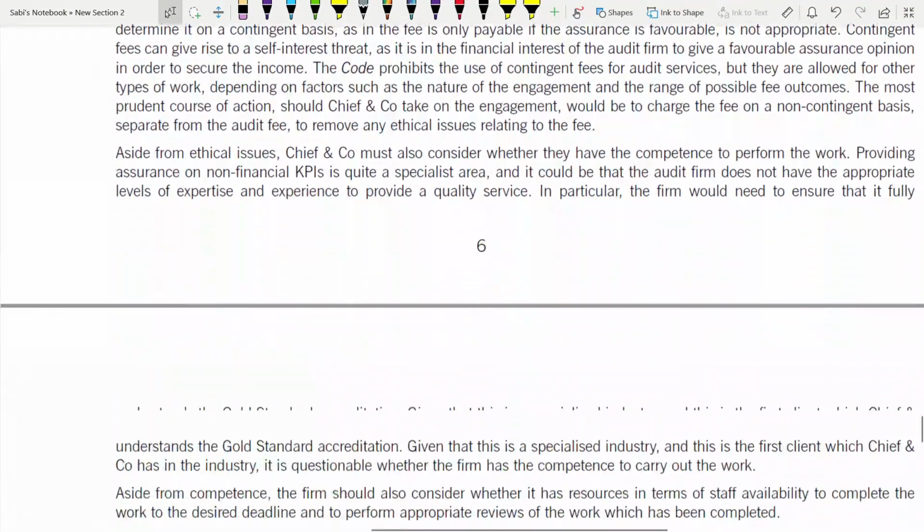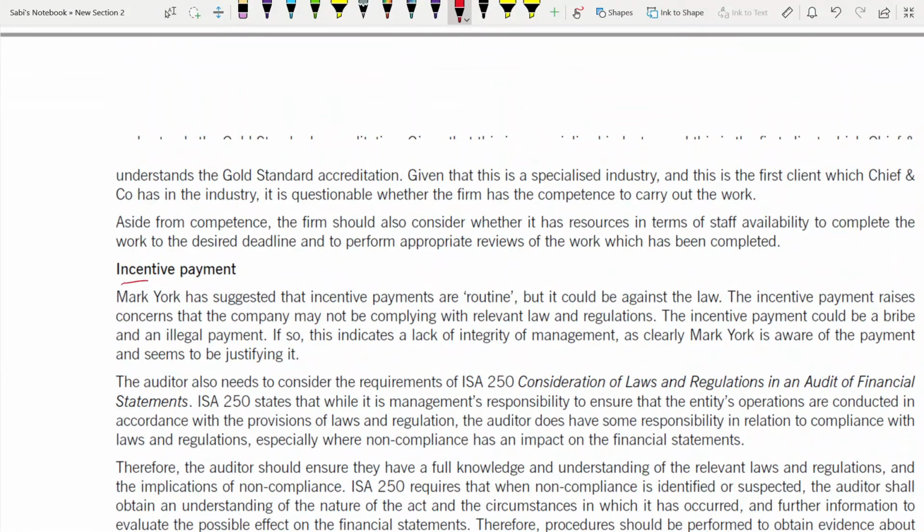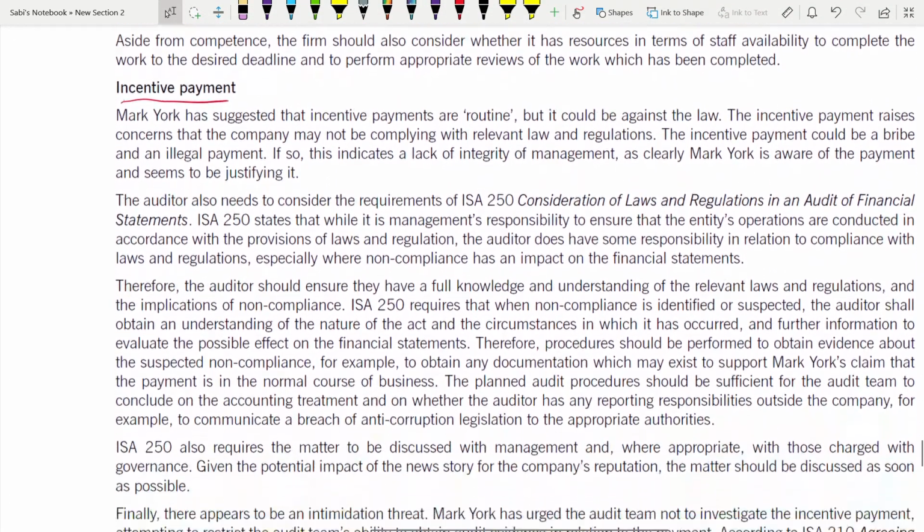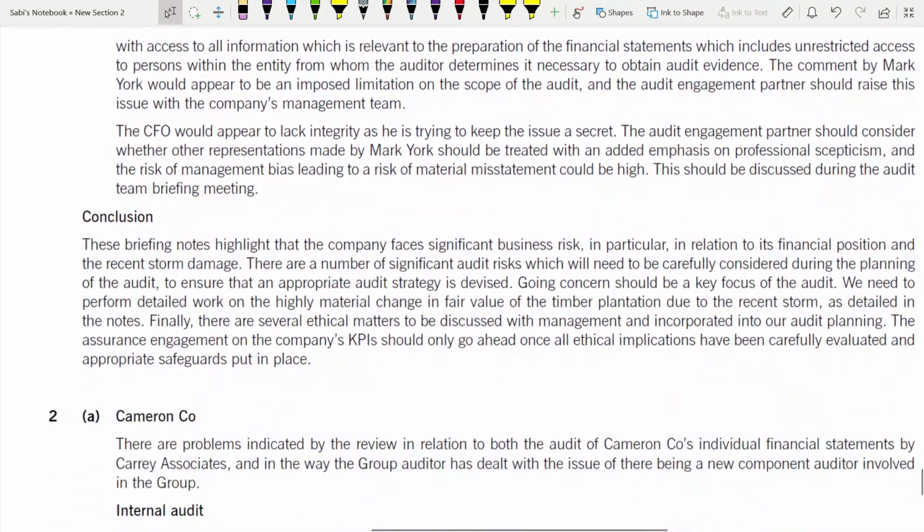Okay. Next is incentive payment. It's for 10 marks. Okay. And then finally the conclusion. Don't forget this conclusion. This has to be there because you are writing a briefing paper, and that briefing paper includes all parts A, B, C, D. After writing A, B, C, D, a conclusion has to be there, because you started with an introduction, so don't forget the conclusion.